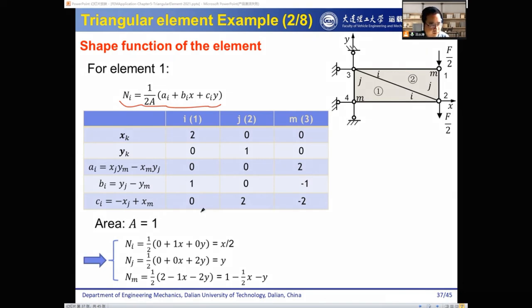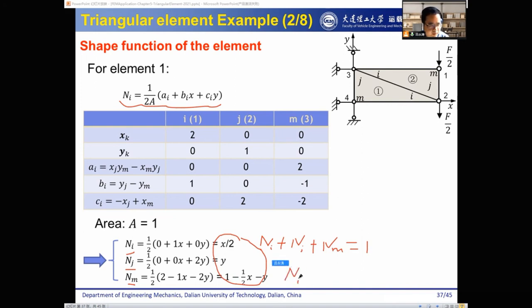So we have the list table, and from this table we can quickly work out N_I, N_J, N_M. That's the shape function for element 1. And we can quickly check, because we know the sum of the shape functions should be 1, which means N_I, N_J, N_M should sum to 1. You can check this, and exactly it is 1. So you should use this property to check whether your answer is correct or not.